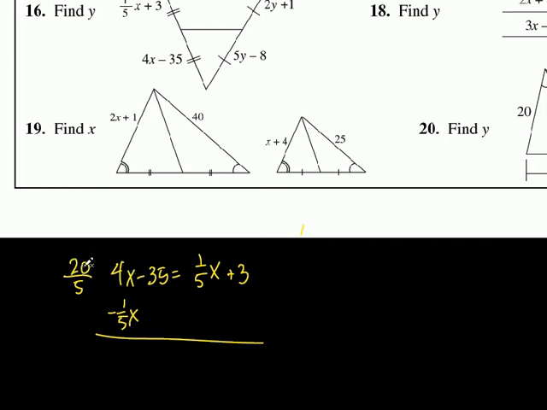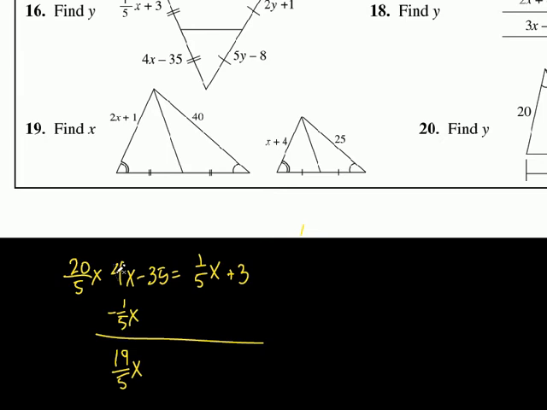I took that 4x, and that 4, and made it 20 over 5. Right? So 20 over 5 is the same thing as 4. Why did I make it 20 over 5? Because I'm trying to subtract a 1/5 from it. So that just makes things a lot easier. So there we go: 20 over 5 x minus 1 over 5 x. 20 minus 1 is 19, so it's 19 over 5 x. I hope you understand that.